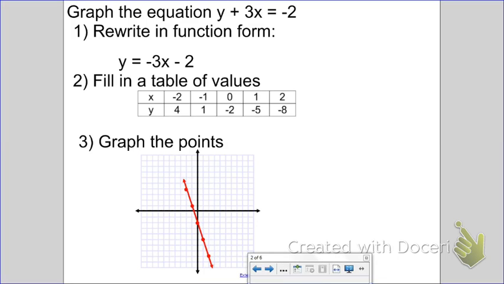So I chose those 5 x values, plugged them into the equation, and then solved for y. So once I got the range, the y values, I then had all the points to graph. So I graphed those points and then connected those points with a nice straight line with an arrow on either end. So that's what we worked on in the last video.